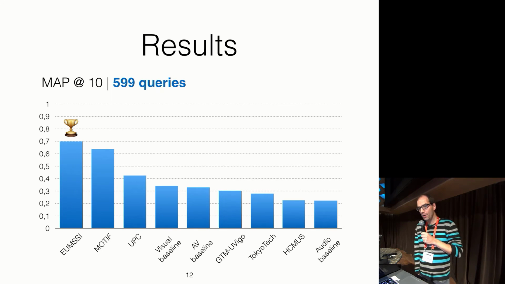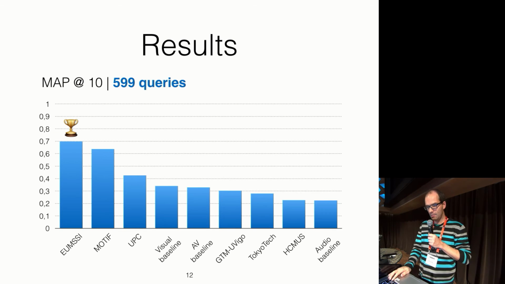And so here are the results. The main result is this one. We have the team UMC who won by a relatively small margin compared to the Motif team. These results were obtained on the 4/5 of the test set with 600 queries. And you can also see the 3 baselines in this slide to get an idea of how things went.